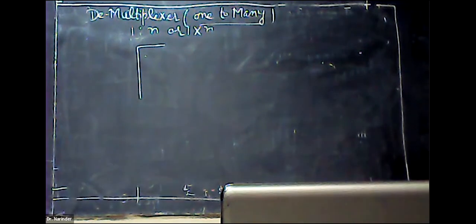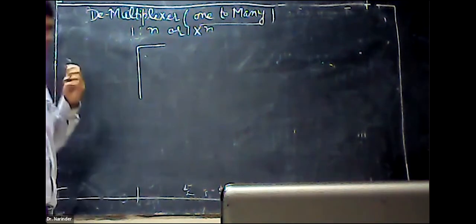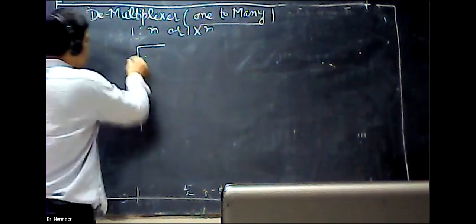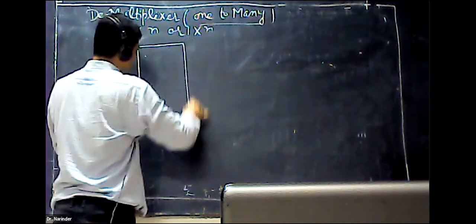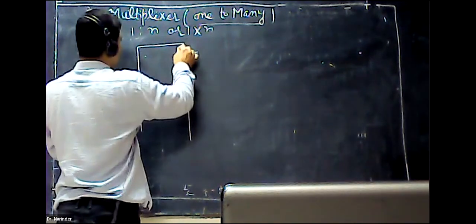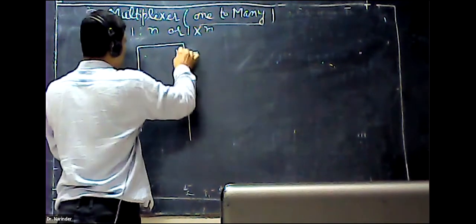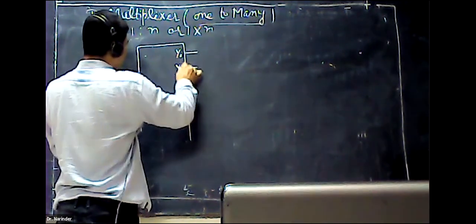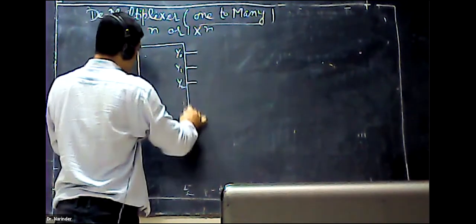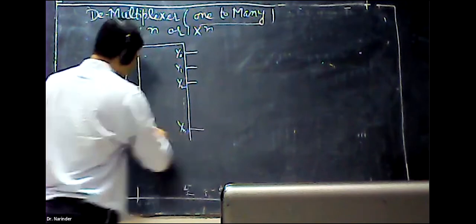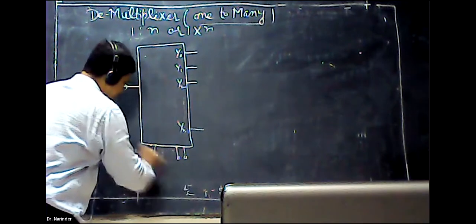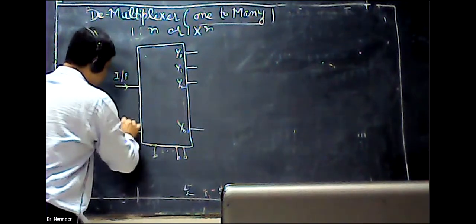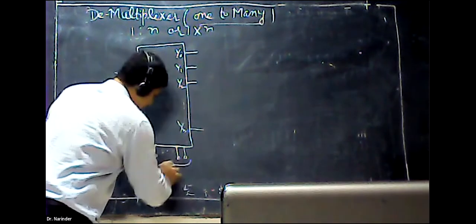So we will draw its block diagram. Here, one input, this is your input, and this would be your output. Outputs may be y0, y1, y2, and go up to yn minus 1. The rest of the select lines are the same. The procedure is the same for the select lines. Enable is also there. These are the select lines.